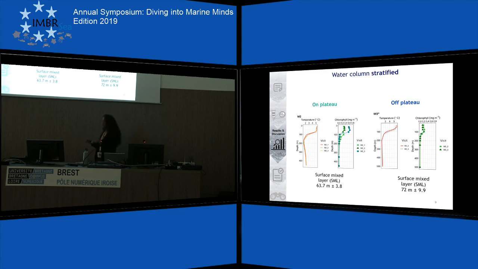Then let's see what the conditions were during this sampling cruise. All the stations visited were stratified in the water column, and the surface mixed layer was around 60 meters depth. But we can see here that on the plateau side the chlorophyll values are slightly higher than off the plateau. However, the maximum is around 0.6 milligrams per cubic meter, which corresponds to post-bloom conditions. So it's not the maximum peak of the bloom; it's after that.